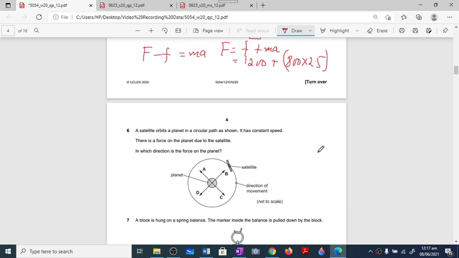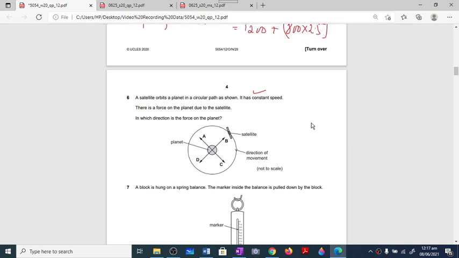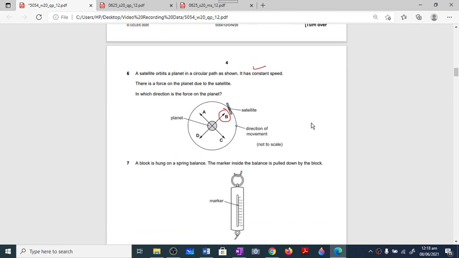A satellite orbits a planet in a circular path as shown. It has constant speed, but the direction is changing. There is a force on the planet due to the satellite. The satellite will apply force in downward direction while the planet will apply force in the upper direction. So in which direction is the force on the planet? So this will be the force with which the satellite and the planet will interact with each other.